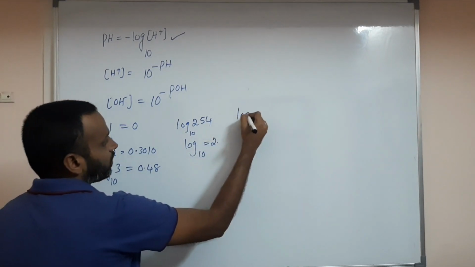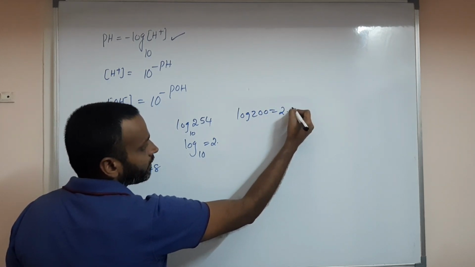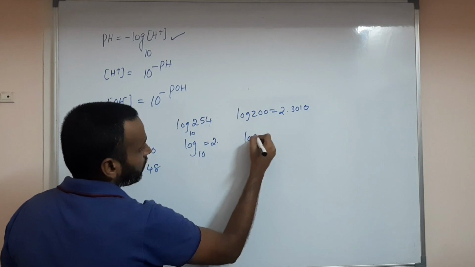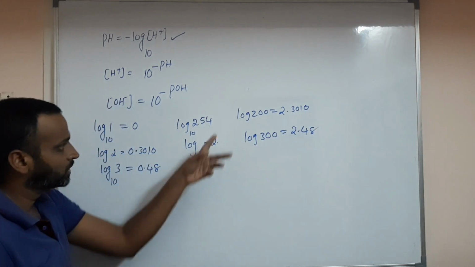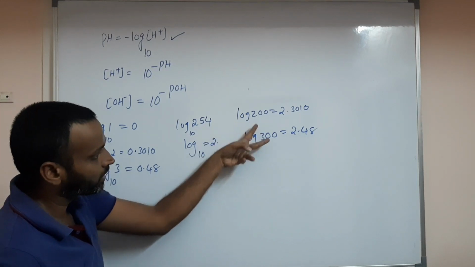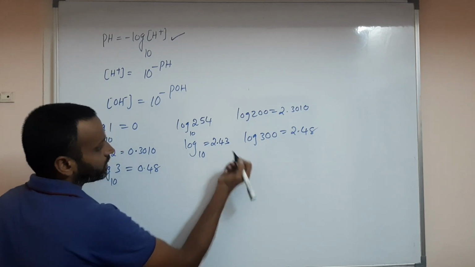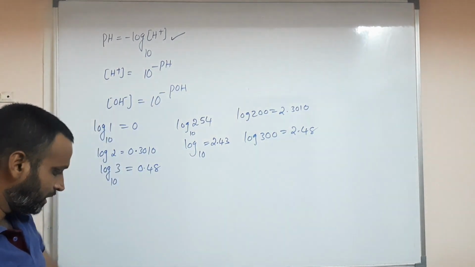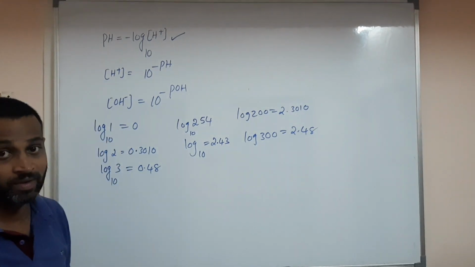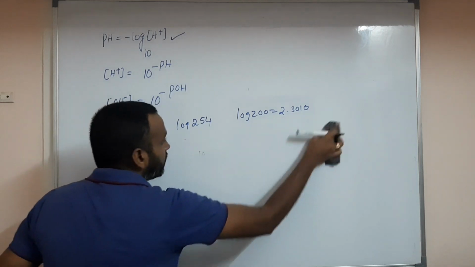Understanding? Log 200, 3 digits, so 2.3010. Log 300 is 2.48. So 250 will come between 200 and 300, no? So it is like 2.42 or 43, like that you will get. Understand? In that way, in a simple way, you can get logarithmic values. Very, very important. Okay? So here everybody knows like this. Log 4.